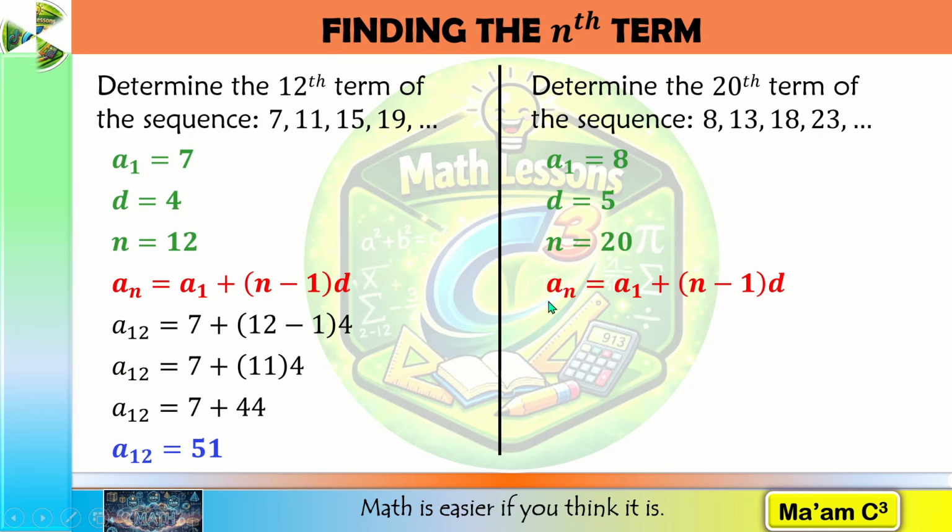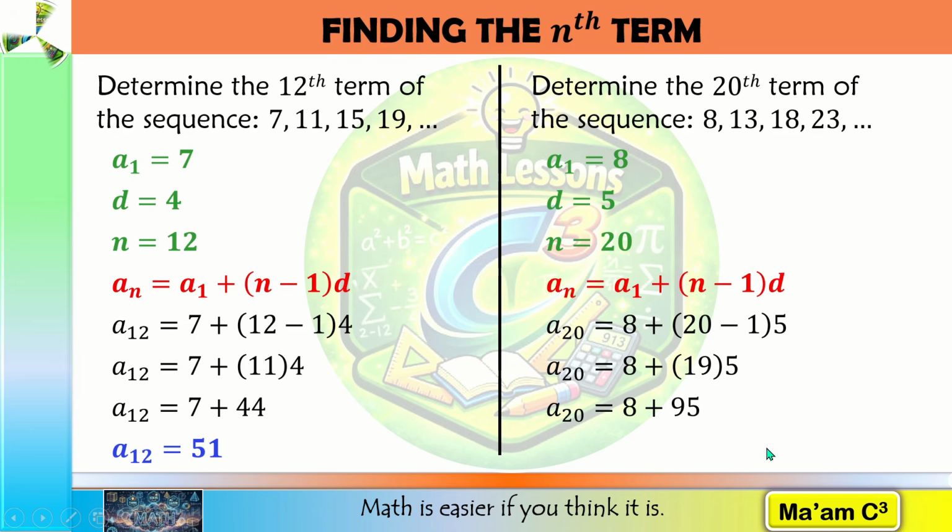A sub n is the term we are looking for. A sub 1 is 8, n is 20, and d is 5. Let us substitute those values. 20 minus 1 is 19. 19 times 5 is 95. 95 plus 8 is 103. So the 20th term, a sub 20, is equal to 103.